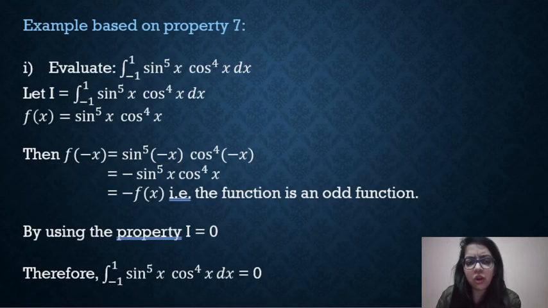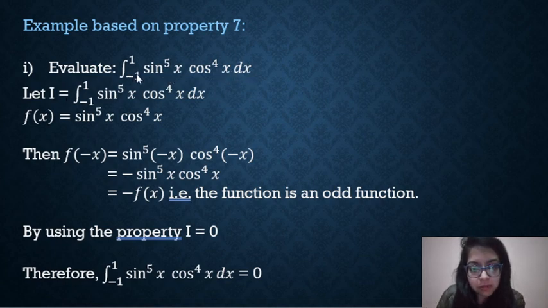So let's do a question on it. Evaluate the integral of minus 1 to 1 of sin to the power 5 x cos to the power 4 x dx. Let I be this, that is I is equal to the integral from minus 1 to 1 of sin to the power 5 x into cos to the power 4 x dx. Now let f(x) be this, so f(x) is equal to sin to the power 5 x into cos to the power 4 x.